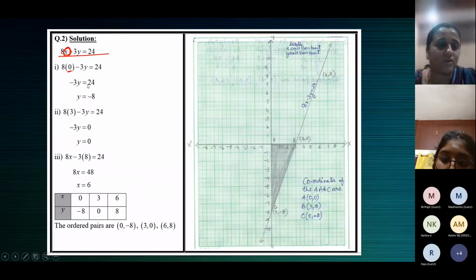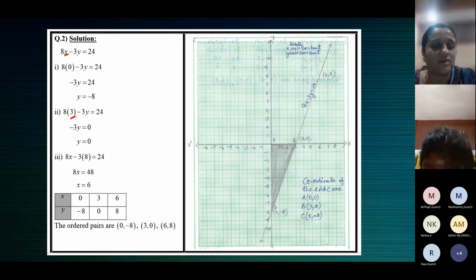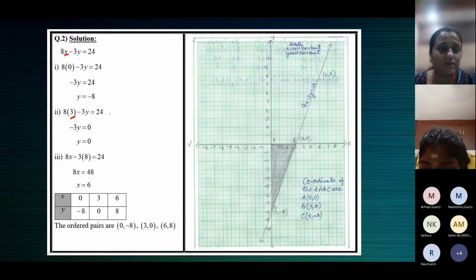When x is 3, 8 into 3 minus 3y is equal to 24. When you solve this, 8 into 3 is 24, and when you bring 24 to the other side, 24 minus 24 is 0. So minus 3y is equal to 0. y is equal to 0 by minus 3, which is 0. So when x is equal to 3, y is 0.